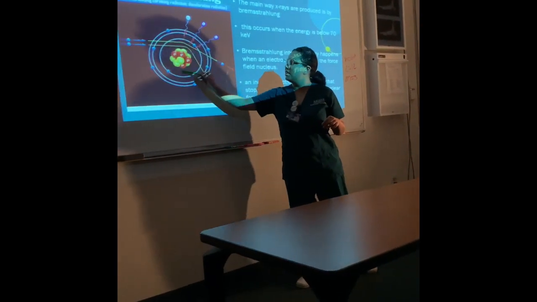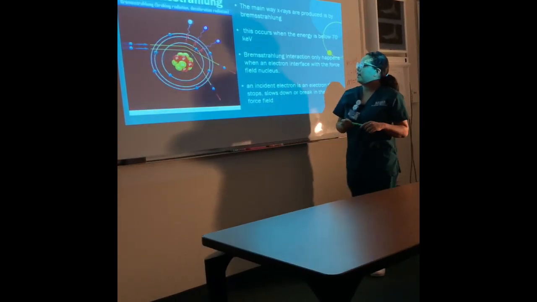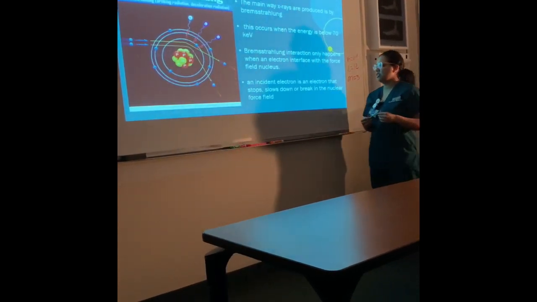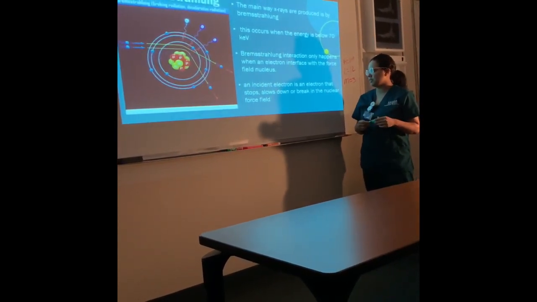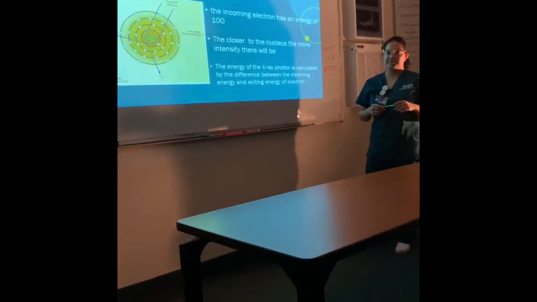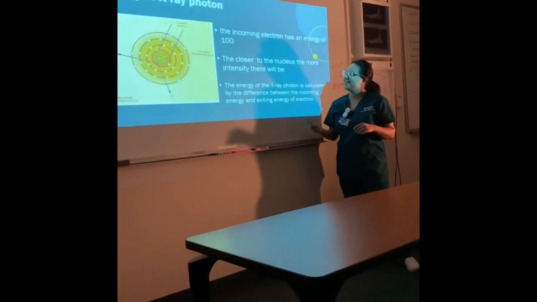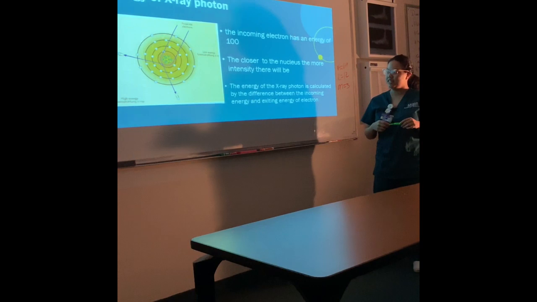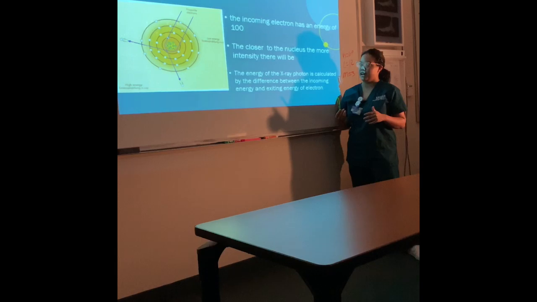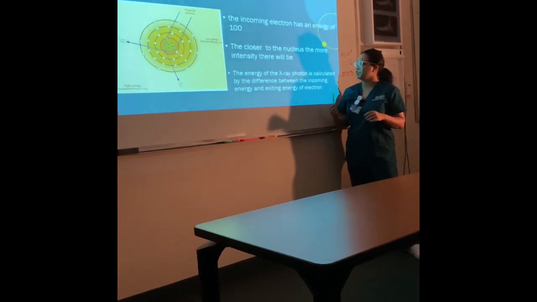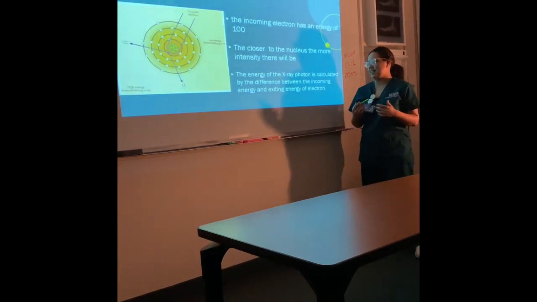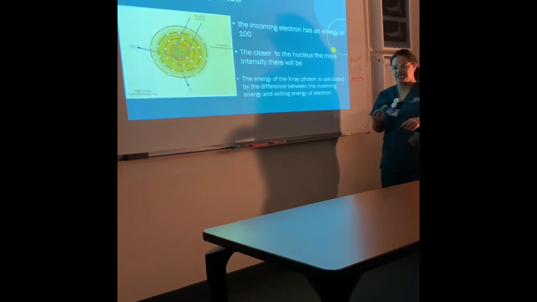Here we have the nucleus. And an incident electron is the electron that is coming in, an electron that stops, slows down, or breaks in the nuclear force field. The incoming electron has an energy of 100. The closer to the nucleus, the more the intensity the electron will have. The energy of the X-ray photon is calculated by the difference between the incoming energy and the exiting energy of the electron.